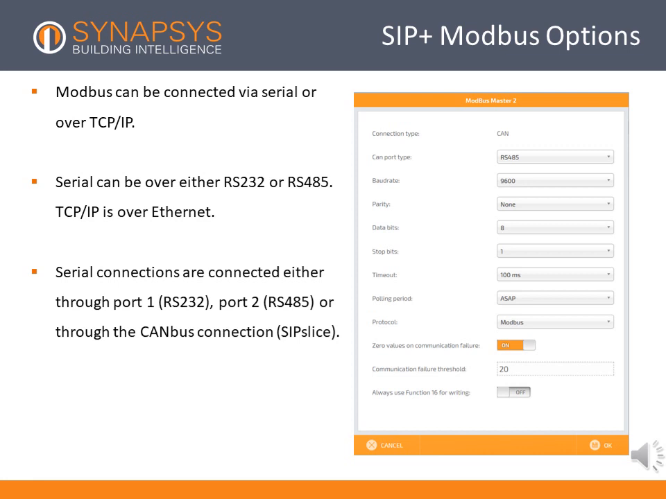The timeout defines how long the SIP+ will wait after sending a message and not receiving a response before sending another message. The polling period defines how often the SIP+ should attempt to communicate with the Modbus slaves to get data. The two protocol options for Modbus are Standard Modbus or JBus.